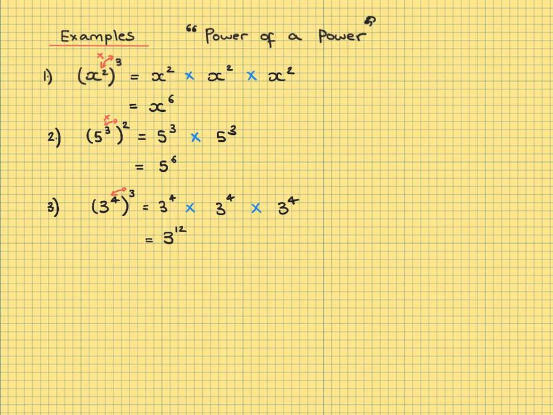So we can write down another rule for working with indices. We can say that if we have x raised to an index a, and then the whole thing raised to an index b, this is the same as x to the power of ab, or x to the power of a multiplied by b. And this joins the other rules that we've already seen.